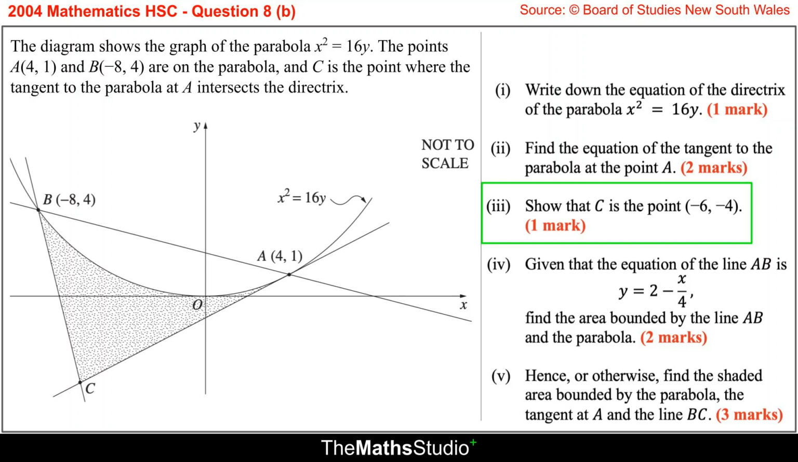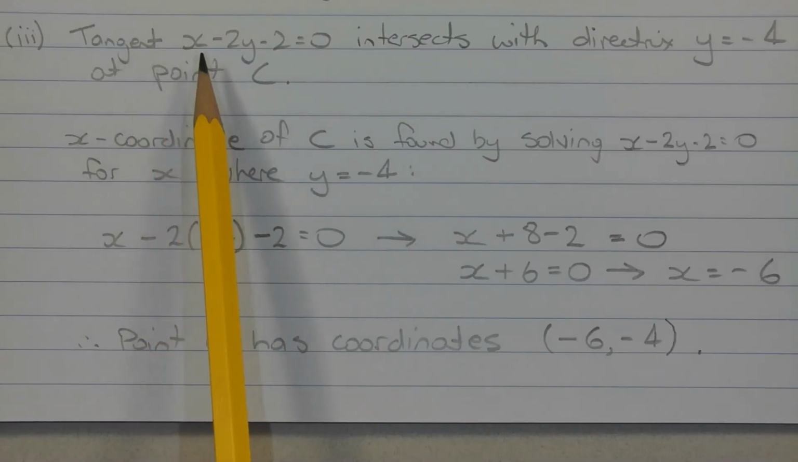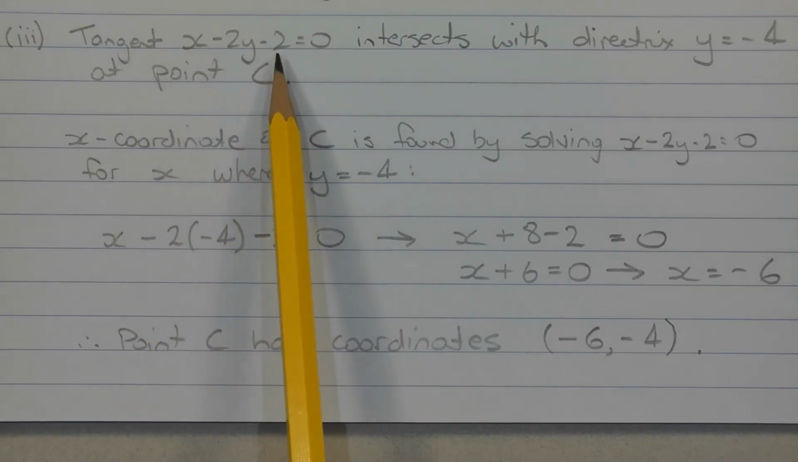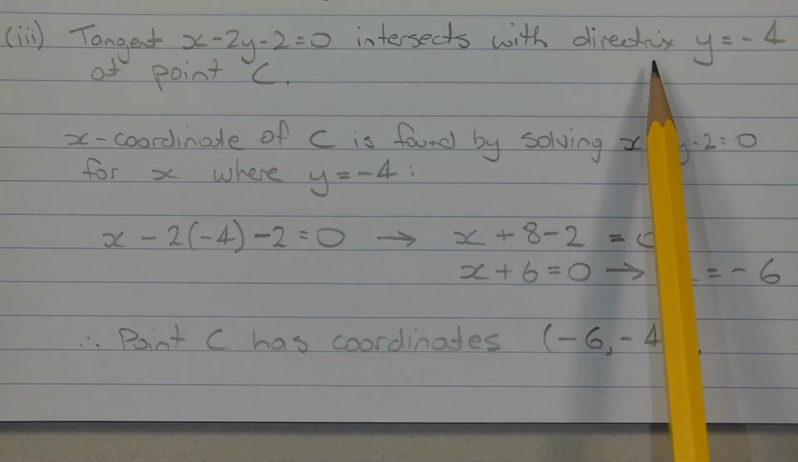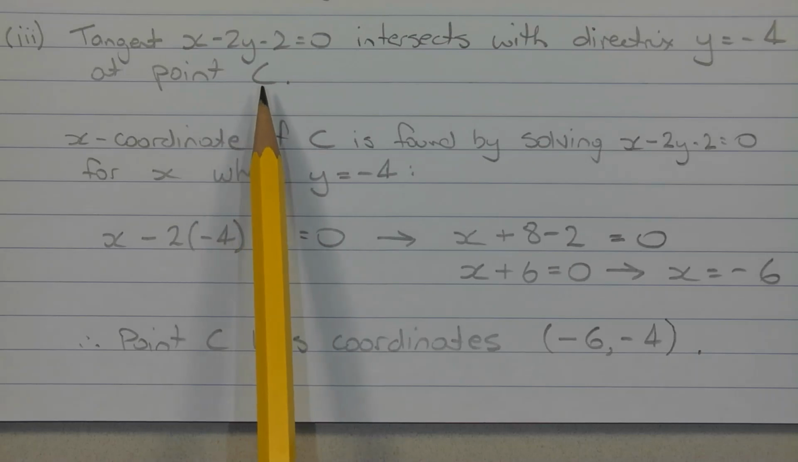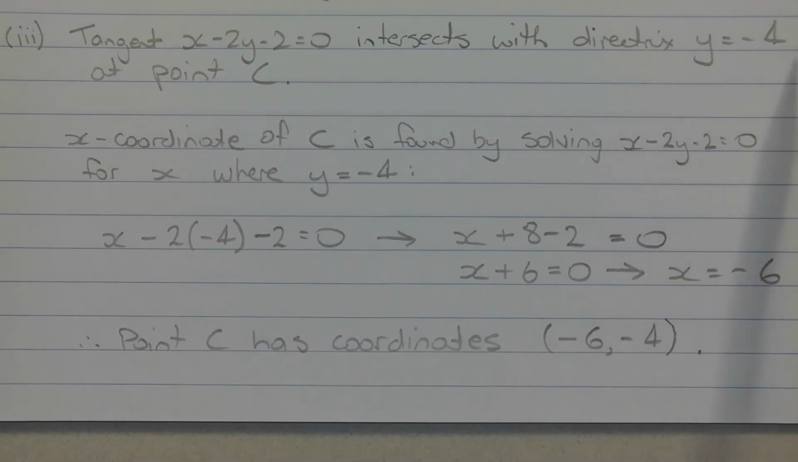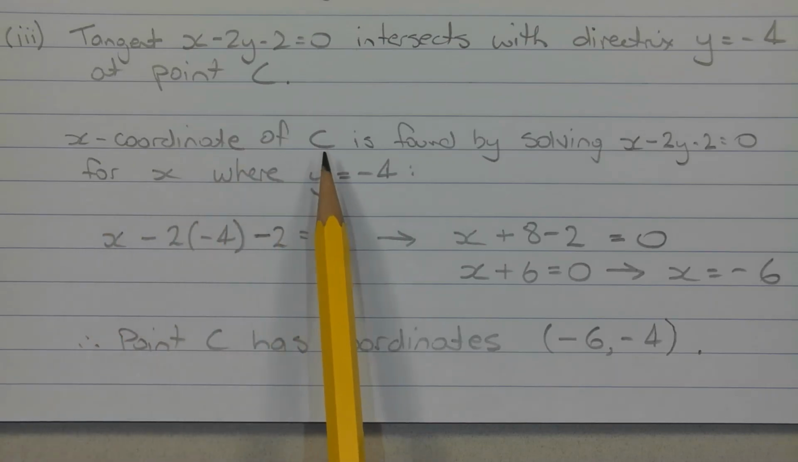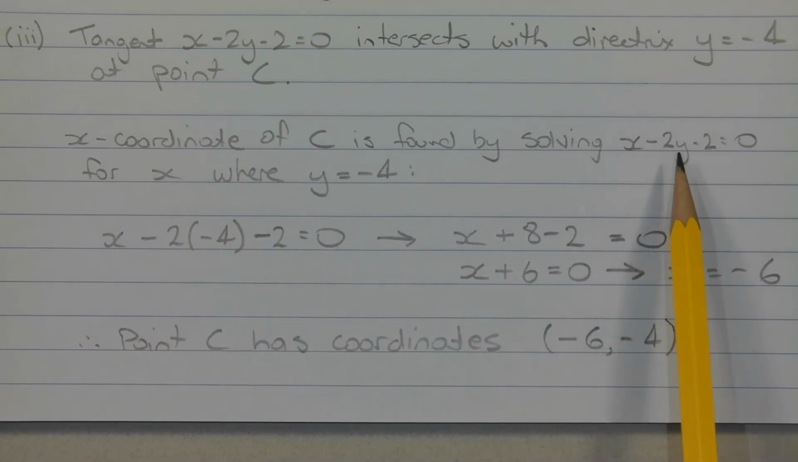Part 3. Show that C is the point (-6, -4). The tangent to the parabola with equation x minus 2y minus 2 equals 0 intersects with the directrix, which has equation y equals negative 4, at point C. That means the y coordinate of point C is negative 4, so we just need to find the x coordinate. The x coordinate of point C is found by solving x minus 2y minus 2 equals 0 for x, where y is equal to negative 4.